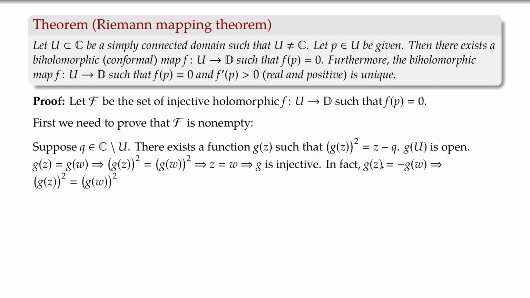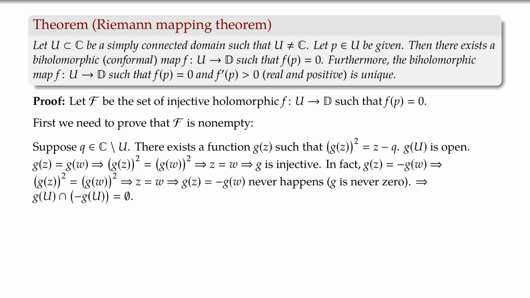If I take the same argument and I look at G of Z equals minus G of W, well, that still implies that G of Z squared equals G of W squared, which still implies that Z equals W. Well, if Z equals W, then G of Z is equal to G of W. Therefore, G of W is equal to minus G of W, and the only number which is equal to its negative is 0, and G is never 0. So G of Z is never equal to minus G of W, right?